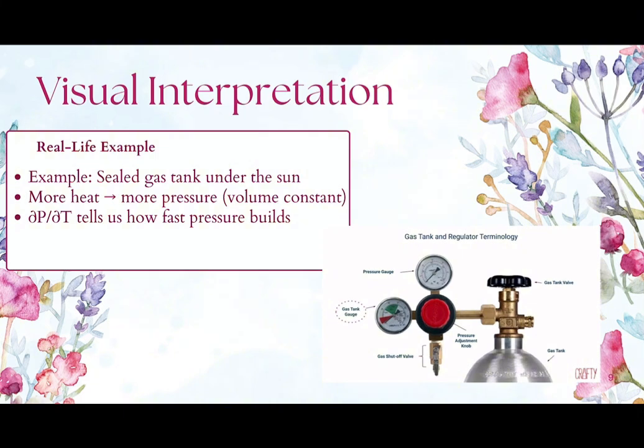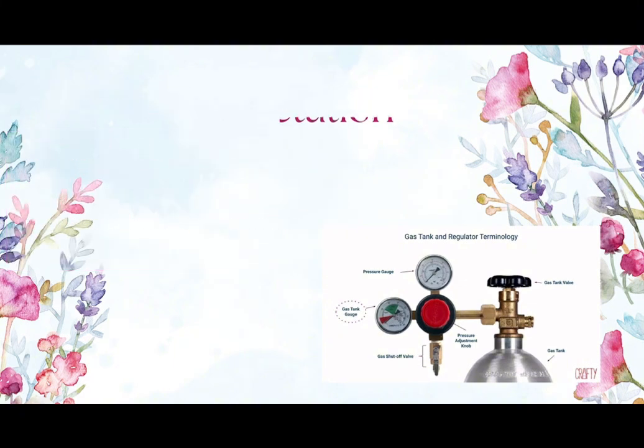So here is a real life example to help visualize a partial derivative. Imagine a sealed gas tank under the sun. The volume stays constant, but as temperature increases, the pressure rises. The partial derivative partial P over partial T tells us how fast the pressure increases with temperature when volume doesn't change. This helps us to predict pressure build up in closed system.